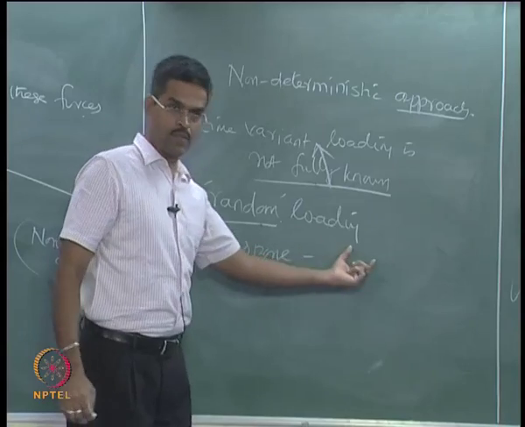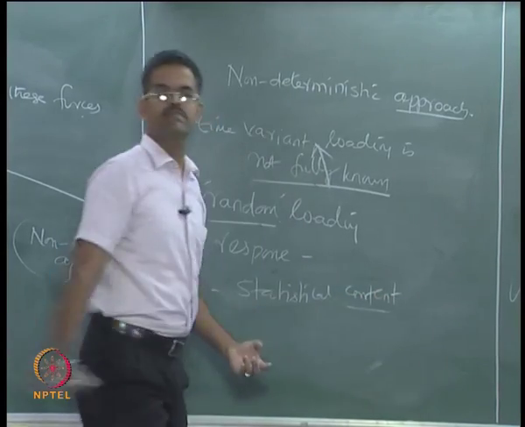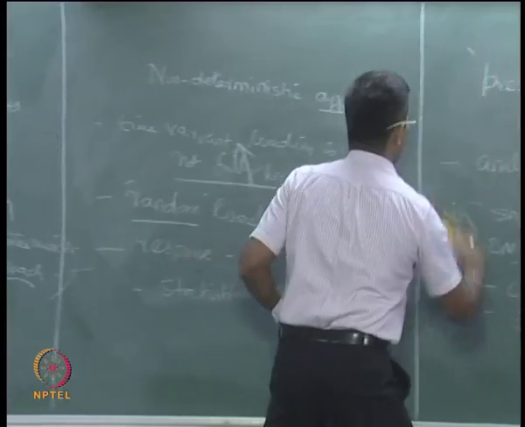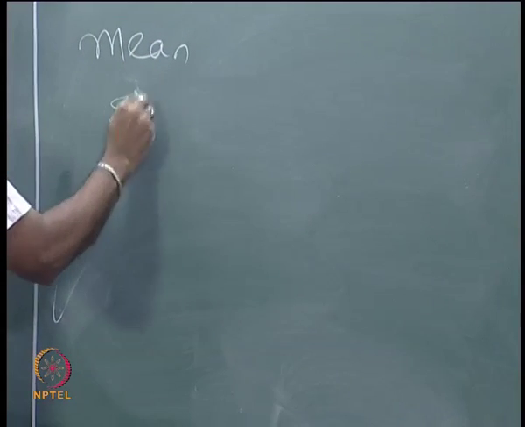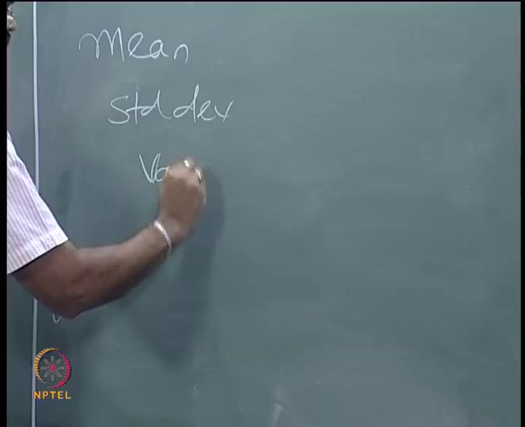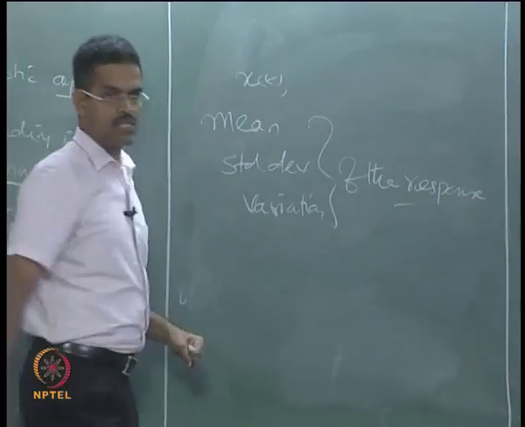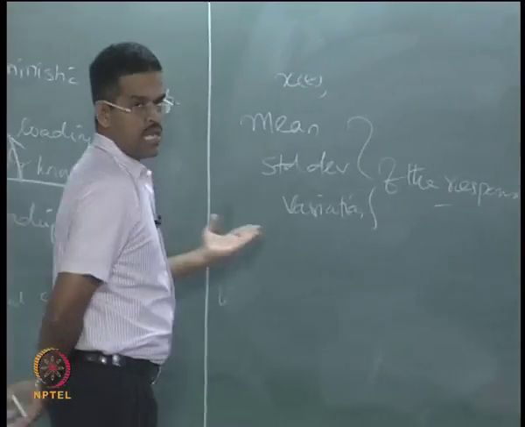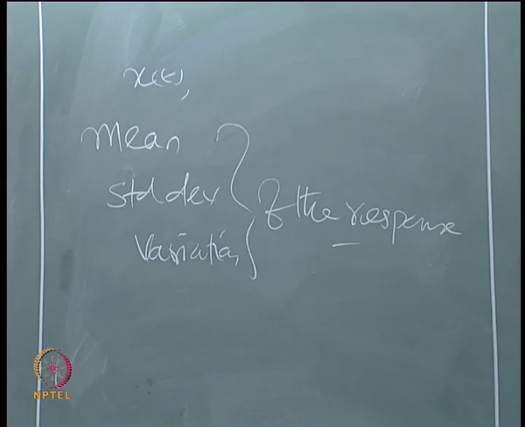The moment I say randomness comes into the representation, I look for the statistical content of this. I do not look for the absolute value of this. I am not looking for the response x of t; I will look for the mean, the standard deviation and the variance as the first level values of the response. Look at the statistical content of this. Depending upon the statistical content, I can also try to extrapolate the distributed value of this as a property of distribution. So, I do a statistical study of the response.